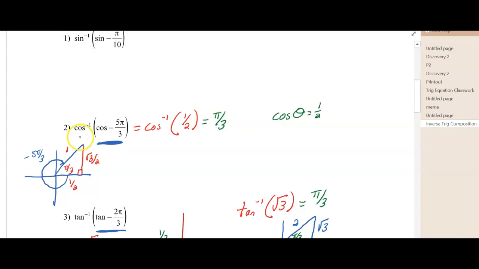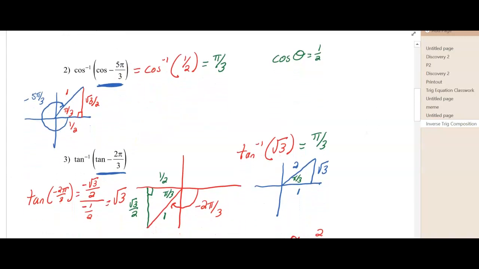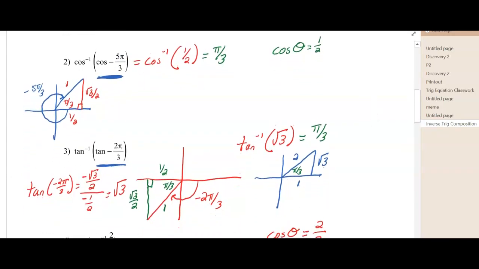Again, notice inverse cosine of cosine of negative 5 pi over 3 does not undo each other here because of the restriction. So if you compare number 2 and 3, notice you can't just cross off or cancel inverse cosine of cosine, and in problem 3, inverse tangent of tangent. They can't just cross those off and get the answer quickly. You need to think about it visually.